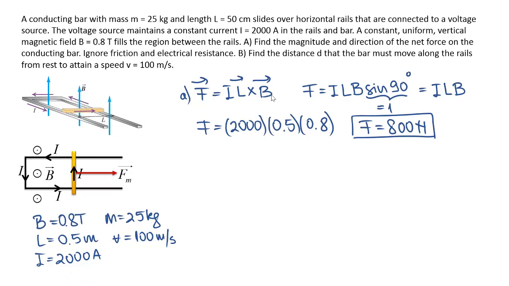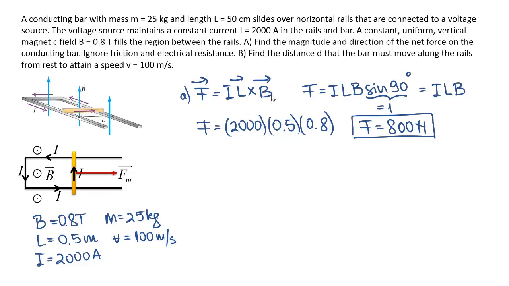Now, in the second part of the problem, we need to find the distance that the bar must move along the rails from rest to attain a speed of 100 meters per second. We have to connect the distance and the speed of the bar. Well, the bar is moving because there is a magnetic force acting on it, and that magnetic force does work. As a result of that work, the speed of the bar changes from 0 to 100 meters per second.